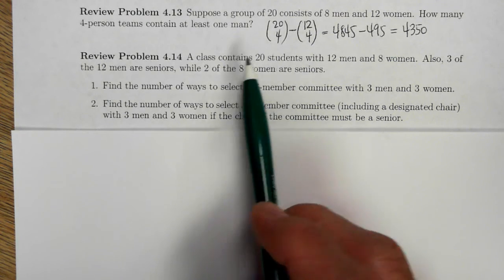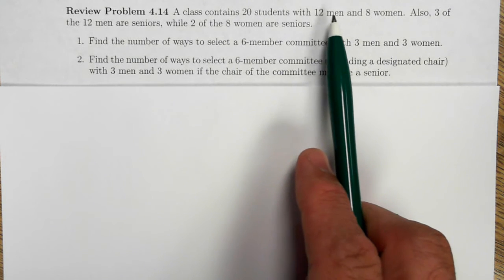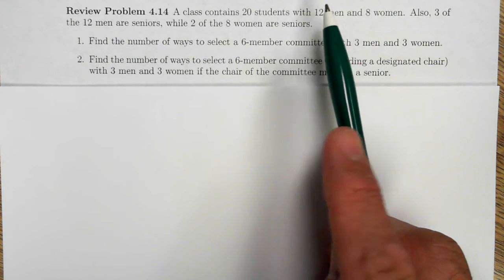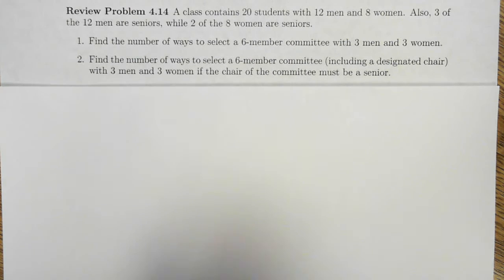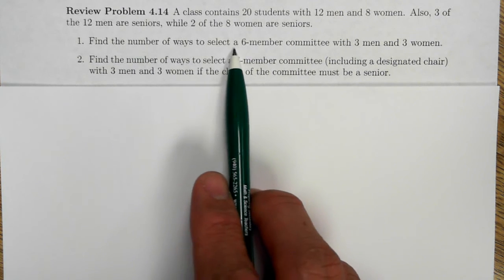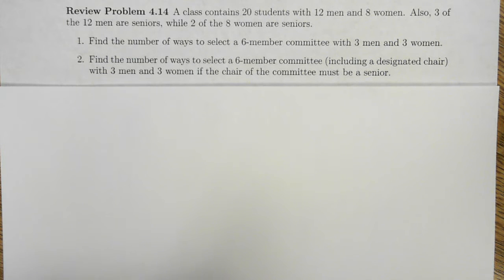All right. Problem 414. A class consists of 20 students with 12 men and 8 women. Of the 12 men, 3 are seniors. Of the 8 women, 2 are seniors. Number 1, find the number of ways to construct a 6-member committee consisting of 3 men and 3 women.